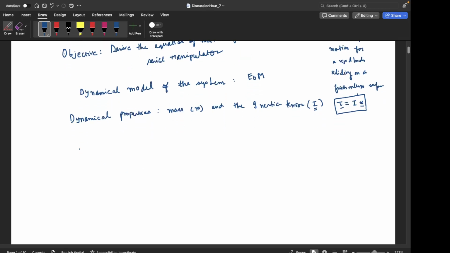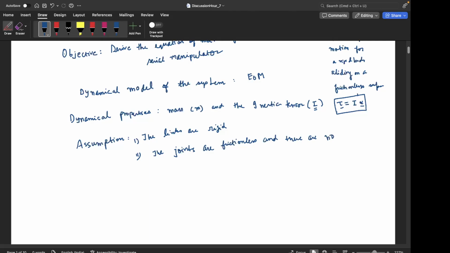We should also note that this is not the most accurate or the true model of reality. So we have assumptions here. The first assumption is that the links are rigid, that is, they do not deform. The second assumption we can take away in several ways, but primarily this assumption stays throughout our discussion: the joints are frictionless and there are no losses basically. So ideal joints, no damping, no friction, nothing. They are ideal joints.